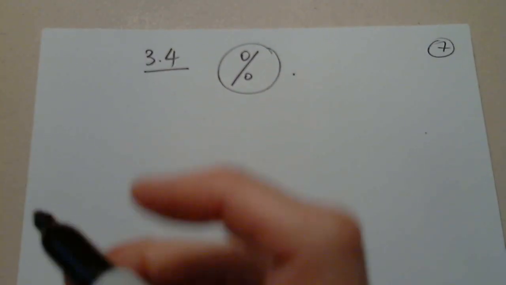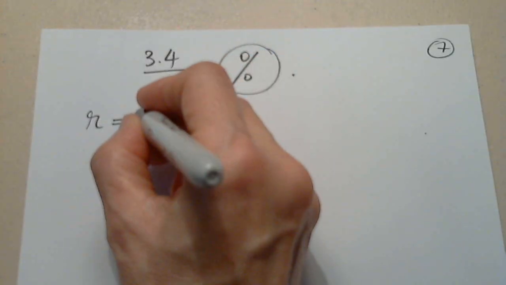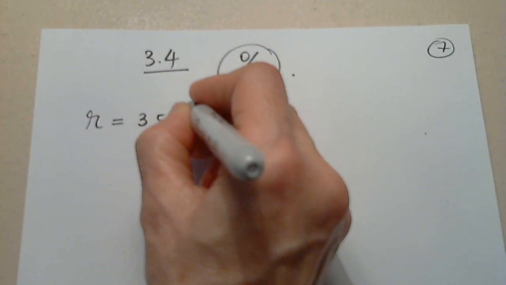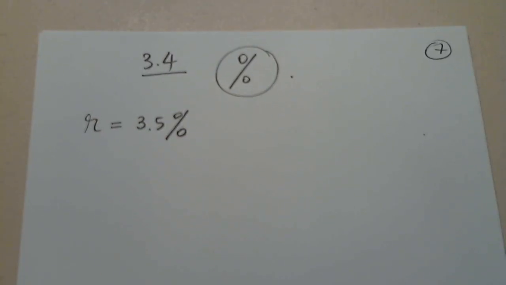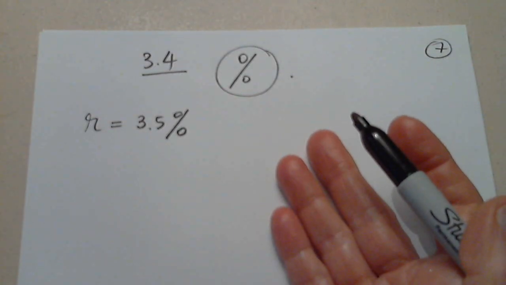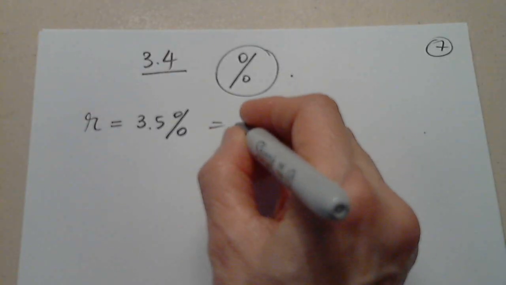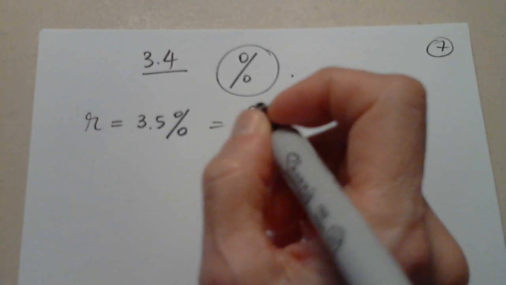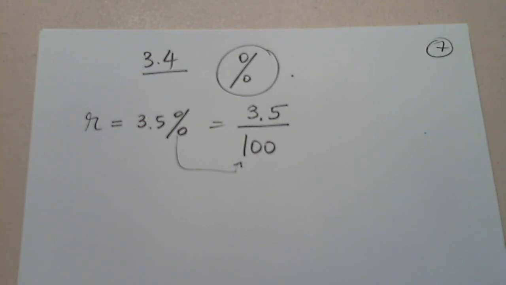When we are told that an interest rate, for example, is 3.5% per year, what does this mean? How can I change this into a decimal number? Well, 3.5% really means 3.5 divided by 100. So percent refers to division by 100.